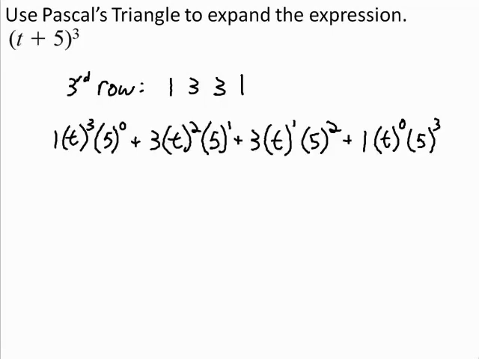The first term is 1 times t cubed times 5 to the 0th power, plus 3 times t squared times 5 to the first power, plus 3 times t to the first power times 5 squared, plus 1 times t to the 0th power times 5 cubed. The power that t is raised to goes from 3 to 2 to 1 to 0. The power that 5 is raised to goes from 0 to 1 to 2 to 3. This simplifies to t cubed plus 15t squared plus 75t plus 125.